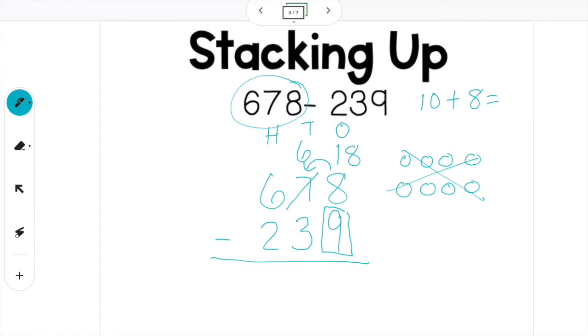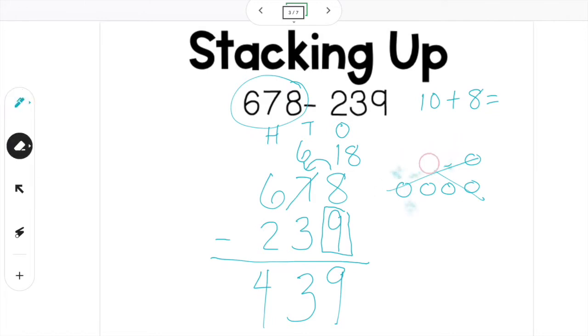Alright, so now looking, my bigger number is now at the top, so I'm able to subtract. So 18 minus 9 is going to be 9. Then 6 minus 3 is going to be 3. And then 6 minus 2 is going to be 4. So my answer is going to be 439.